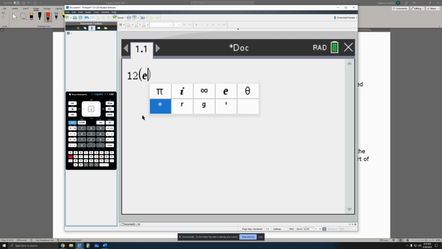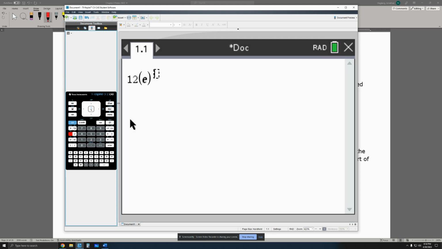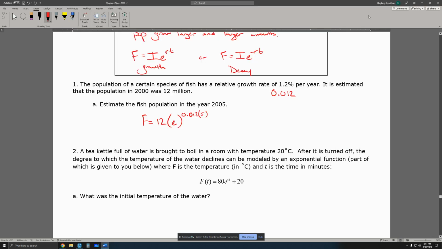Don't forget to use that e, that numerical constant e. That's going to be right here on the pi key. And we're going to raise that to the power 0.012 times 5. Control Enter is going to give us 12.742 million. So we can see that in 5 years, the population grows about 742,000.